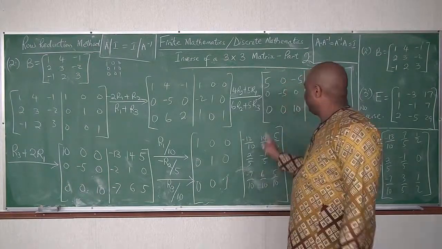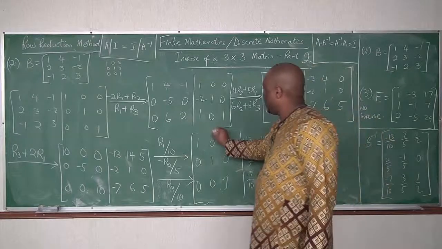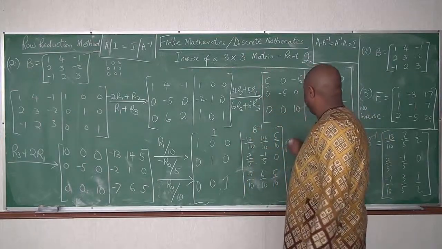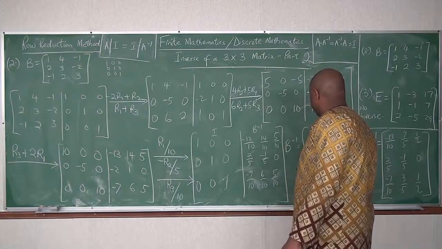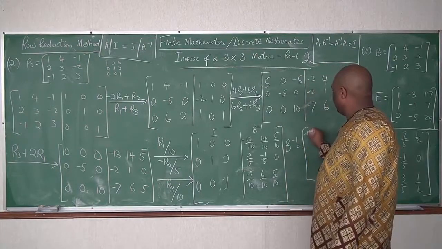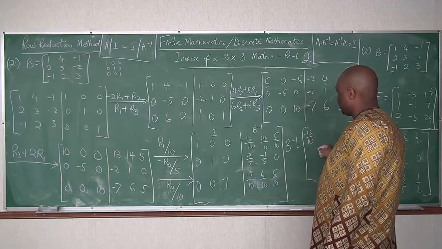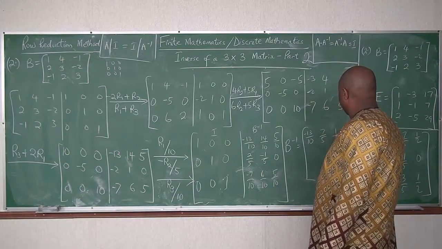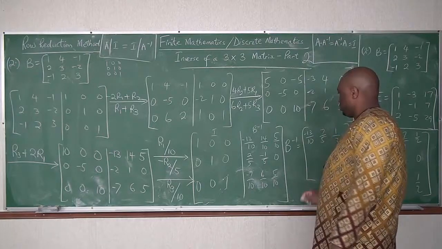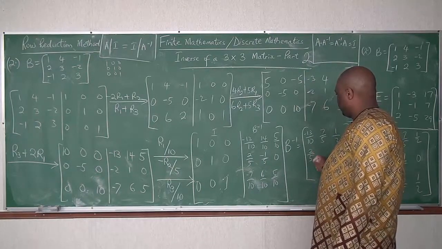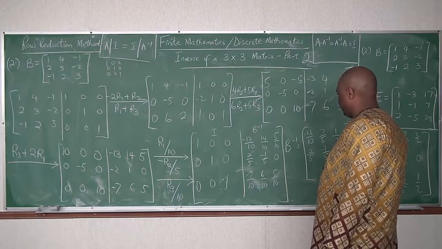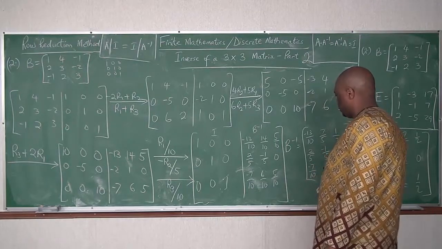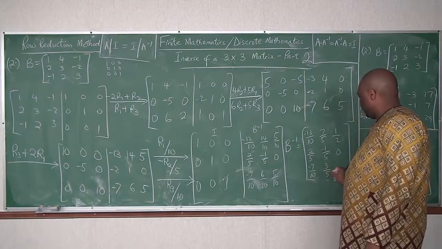So this is our B inverse. This is our I, and this is our B inverse. So let's simplify it now. What will our B inverse be? Negative 13 over 10, 7 over 5, 1 over 2, 2 over 5, negative 1 over 5, 0, negative 7 over 10, 3 over 5, 1 over 2.